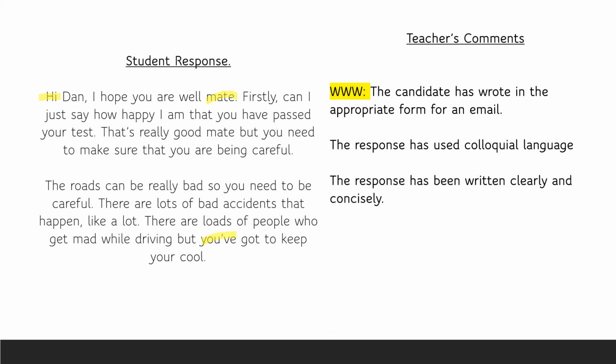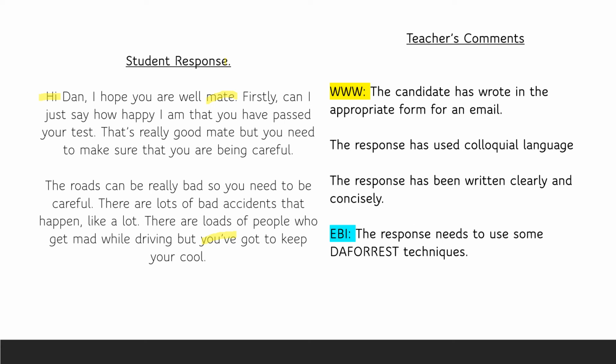Next thing they've said, the response has been written clearly and concisely. Now this is something that we don't really talk about that often, but are you just making sure that what you're saying actually makes sense? Have you calmly and clearly expressed what you want to express? Because sometimes, especially when we're in an assessment situation, people do rush through it and they kind of get a little bit jumbled up with their ideas. So it's important to keep your cool and to keep making sure that you're really getting down what you want to get down, and then it actually makes that transition from your head onto the page, because it doesn't always happen like that.